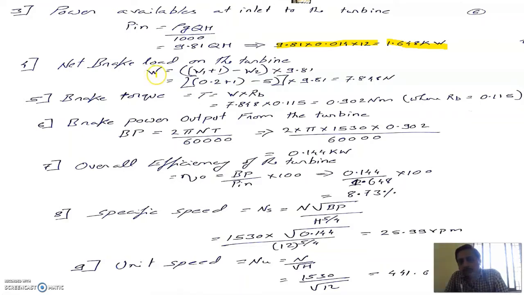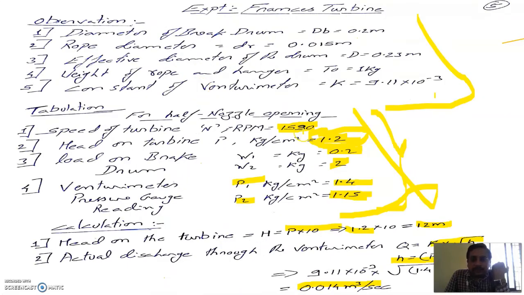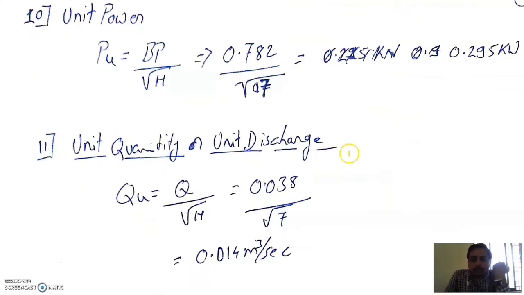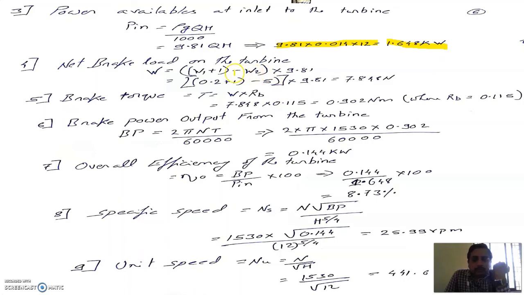Next I need to calculate the net brake load on the turbine. The net brake load has been given as W equals (W1 minus W2) into 9.81. When I substitute, W1 is previously 0.2 and W2 is around 2. By using that we have calculated the net brake load of that turbine.